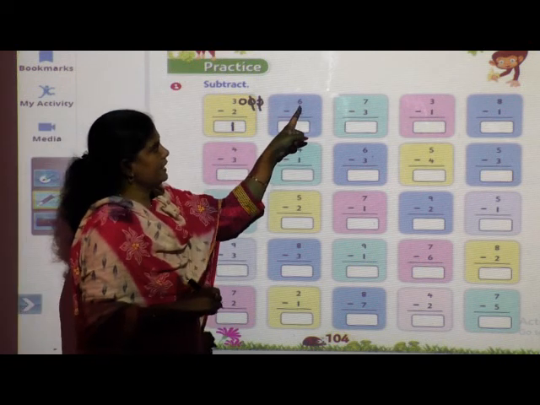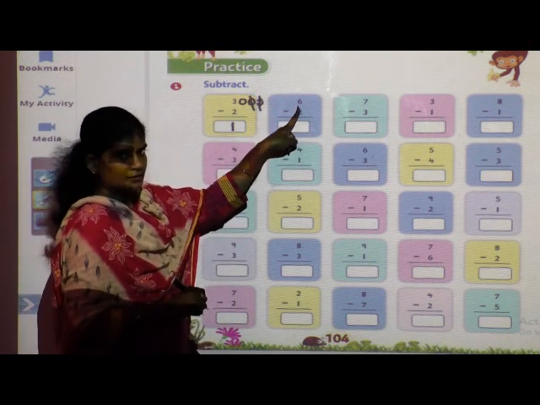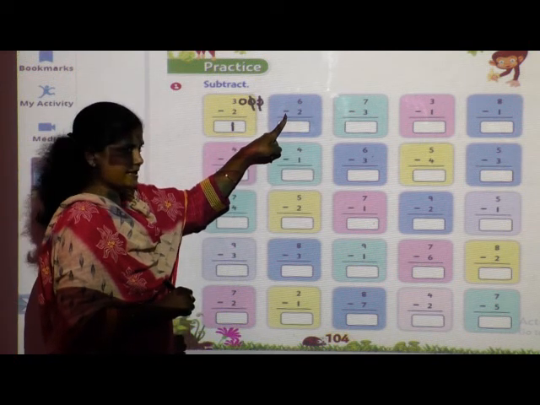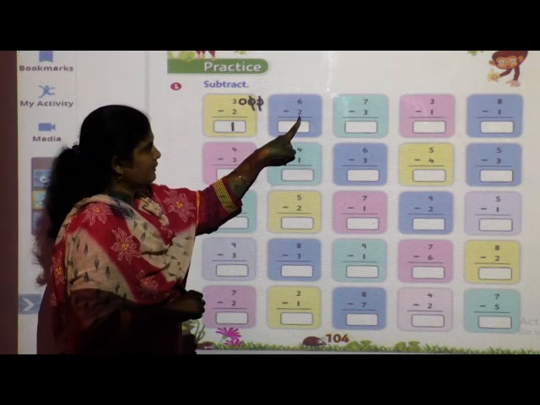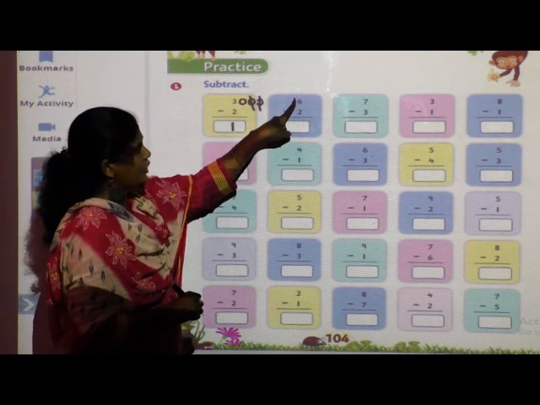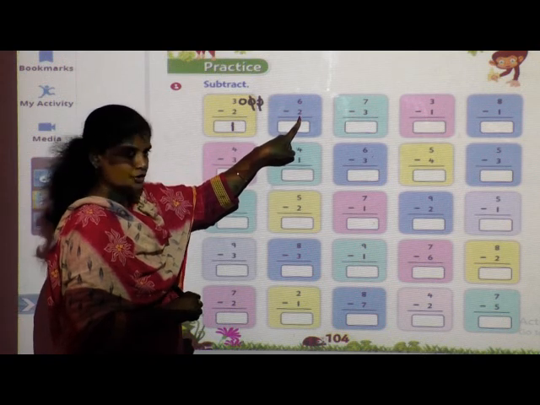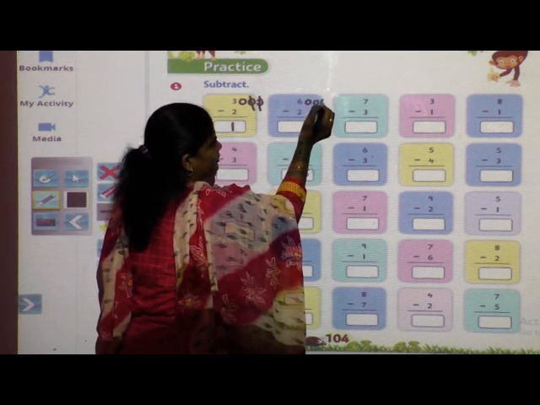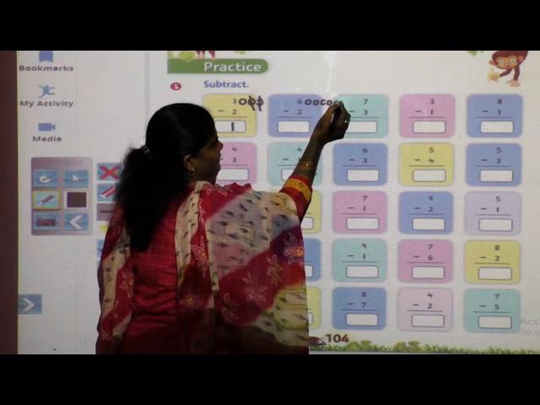Next, now see here, can you see the number? Yes, which number is this? 6. Which sign is this? Minus. And how many do we have to minus from this 6? Number 2. So first we will draw here 1 2 3 4 5 6.